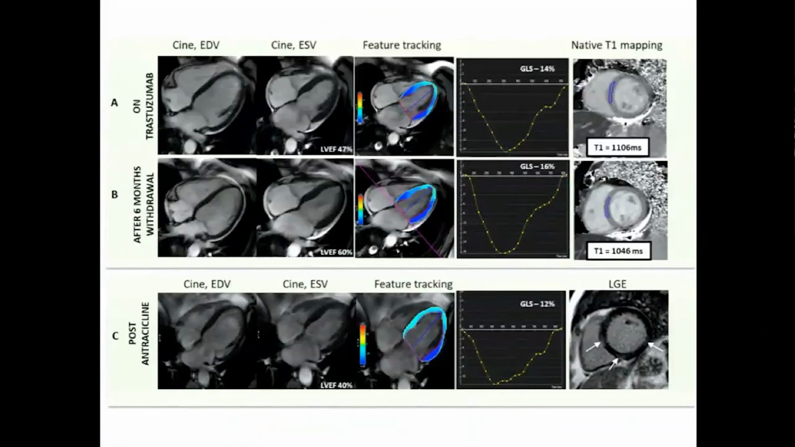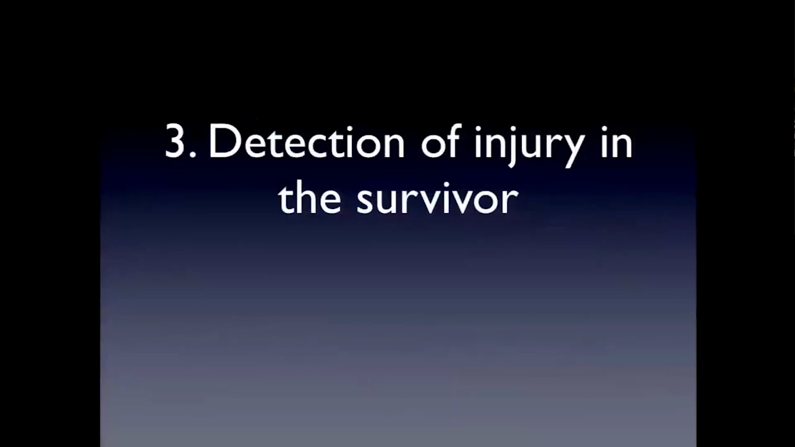On the contrary, the patient at the bottom is somebody that received anthracyclines. The ejection fraction is 40%. The global longitudinal strain is -12. And you see over here evidence of late gadolinium enhancement, presence of fibrosis, which tells you that this is somebody that will stay like this, and this is somebody that will require beta blockers and ACE inhibitors for life.